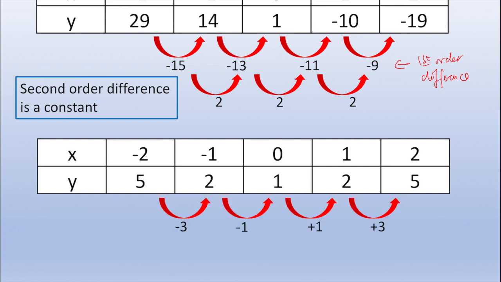Let's have a look at the first order difference. No, it doesn't work. But when we look at the second order difference, it is a constant plus 2. Therefore, we know that this is a quadratic function.